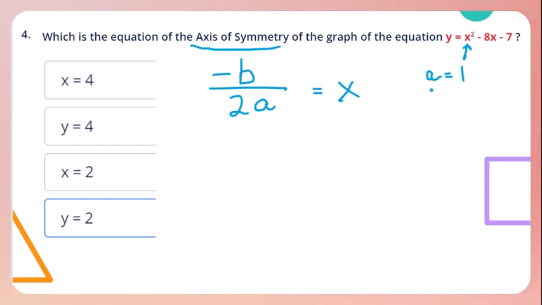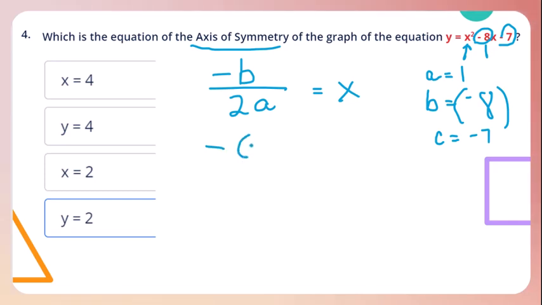How many of the x squareds do we have? We have 1. B is the coefficient of the linear term. The linear term is the x term, and the coefficient is -8. So let's put a -8 for B, and C is our constant. Constant is -7. Now we don't need C, we just need A and B. So let's substitute in -8 for B. So we have -8 over 2 times A, and A is 1.